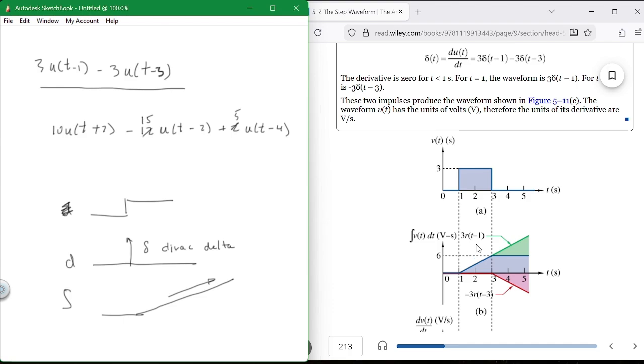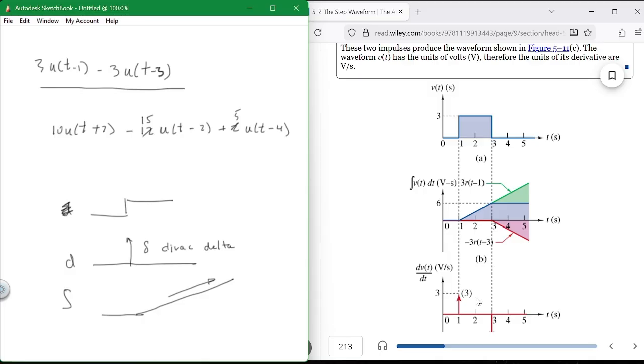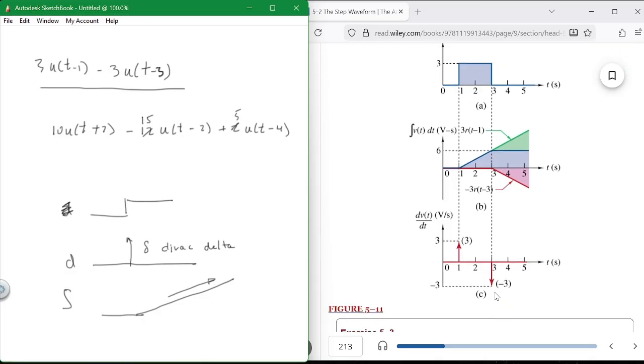I define it as, okay, this would be my function, this would be my 3r minus 1, and then it stops, and this is 3 minus 3r, t minus 3. So basically I define it as this and this. How would I define the derivative function? As this and this.